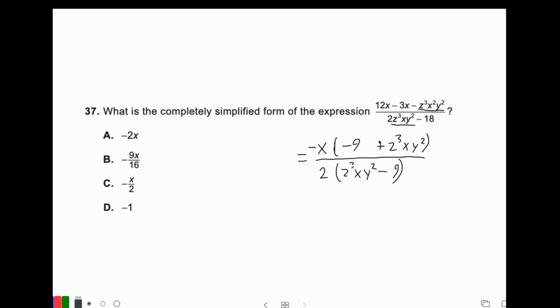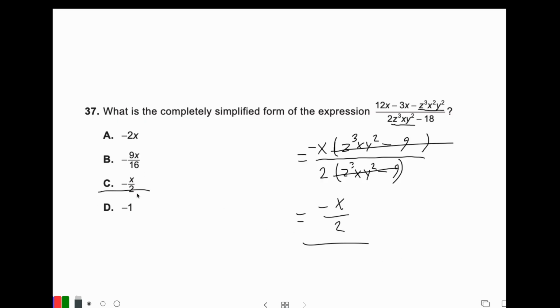Okay, and just like that, you might not see it immediately, but these are actually the exact same term. If you want, you can flip them around to make it more clear. But these are now the same term. So now you get the same term on top, same term on bottom. Those just cancel out. And all of a sudden, you're just left with -x over 2. And is that an answer?